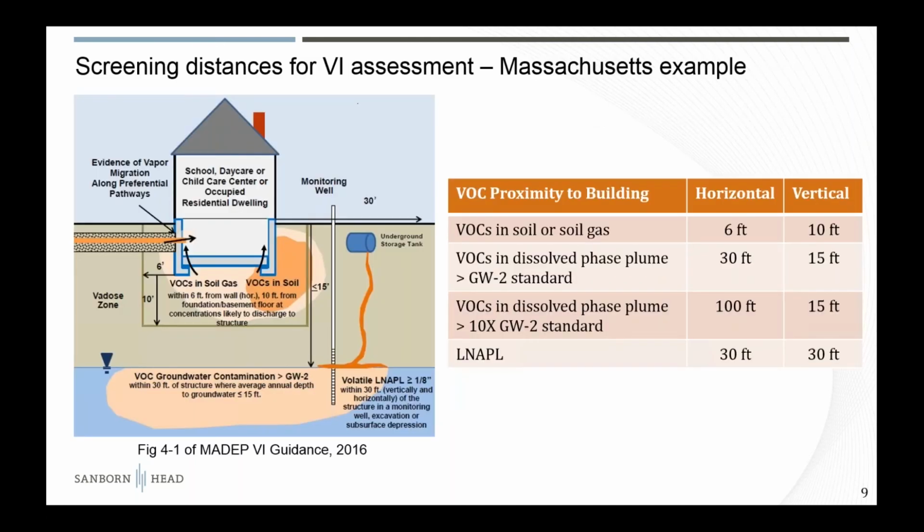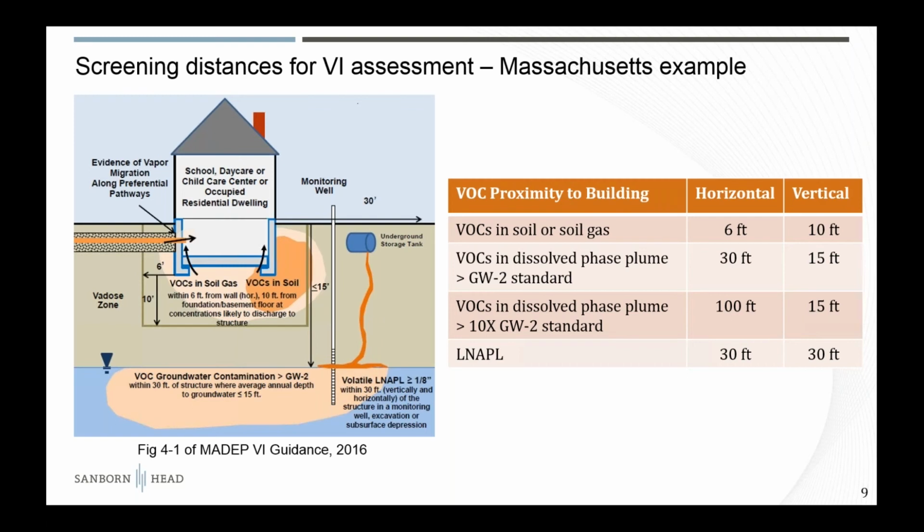So moving on to screening distances, this is a common approach that's used in most states in the country. And I've shown an example here of what the Massachusetts screening distances are for VOCs in the different types of media, and how far away you have to be from the structure that you're interested in to rule out the VI pathway. These vary from state to state. So you have to be aware of what state you're working in to apply these screening distances.